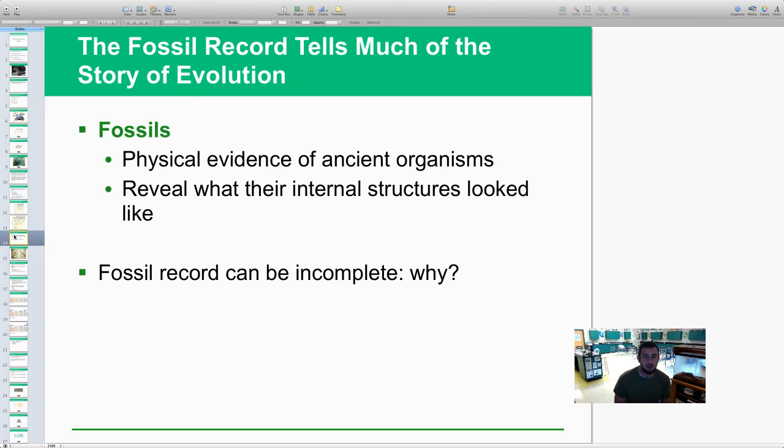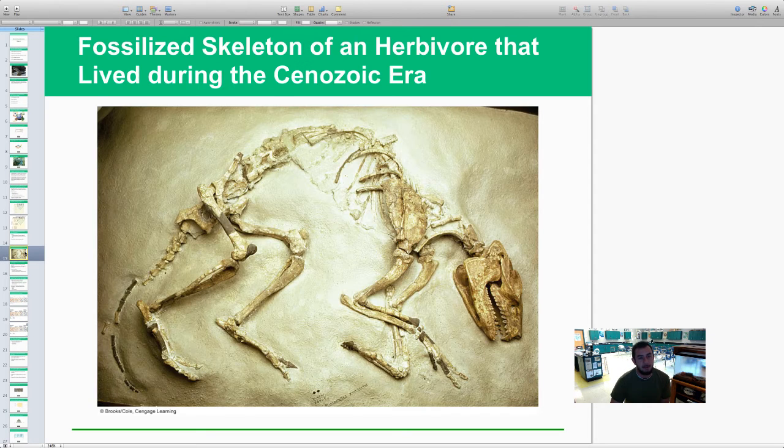Fossil evidence is physical evidence of ancient organisms, revealing what their internal structures look like. Fossil records can be incomplete, obviously, because a lot of changes happen on the Earth. Things just didn't die, and plus there are lots of things in the bodies of organisms that don't fossilize well. So fossil records can be incomplete for a number of different reasons, but at least they give us a glimpse of what happened in the past.